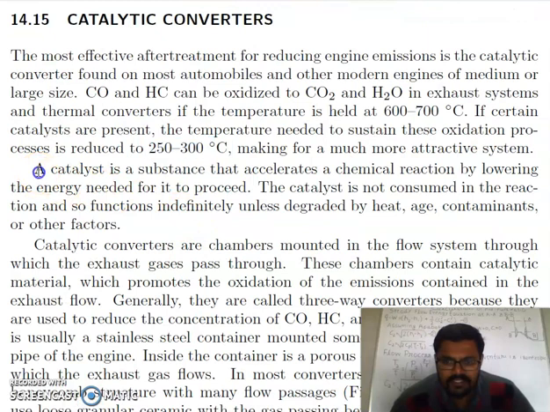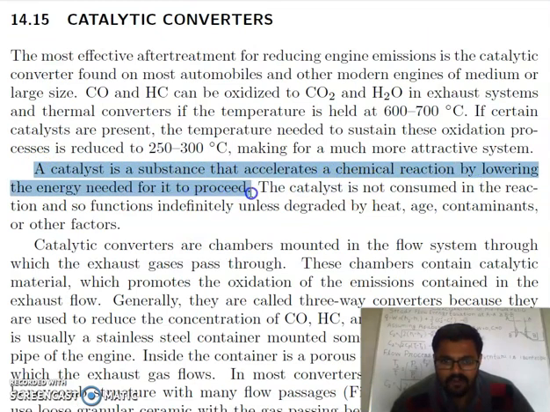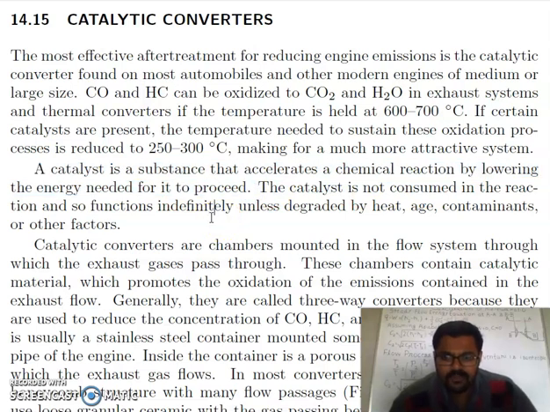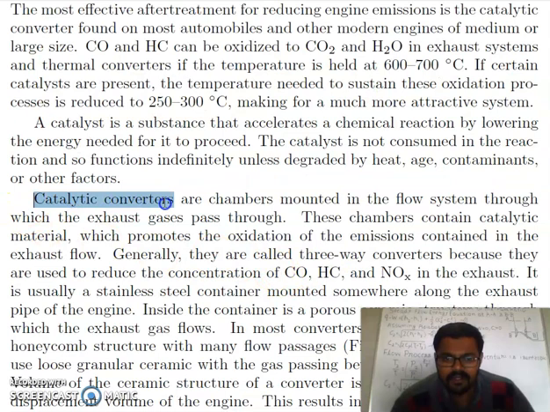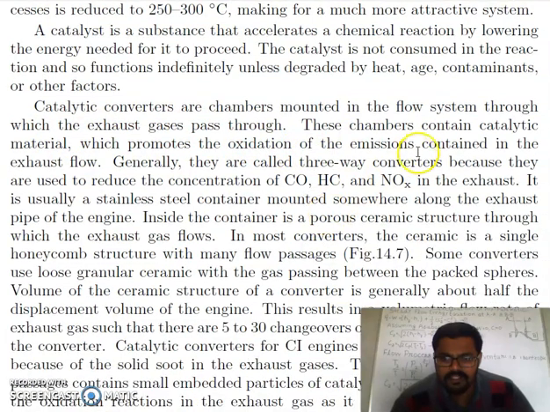So what is a catalyst? A catalyst is a substance that accelerates a chemical reaction by lowering the energy needed for it to proceed. We can understand this with the example of water. In the atmosphere we have hydrogen and oxygen, but we won't get water unless we have a catalyst, which is platinum. So the same here, we will use a catalyst to promote the reaction. Catalytic converters are chambers mounted in the exhaust system through which exhaust gases pass. These chambers contain catalytic material which promotes the oxidation of emissions contained in the exhaust flow.